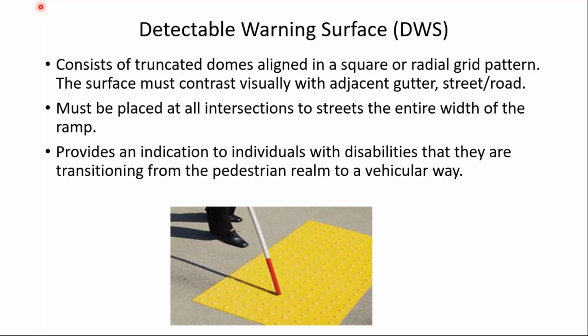They're a warning. And when a blind or low vision pedestrian detects this surface either with the cane tip or underfoot, it lets them know that they are moving from the sidewalk to the street. And so they need to listen for either traffic sounds or the sounds of an accessible pedestrian signal, the audible signal, to let them know when it's appropriate to cross the street.